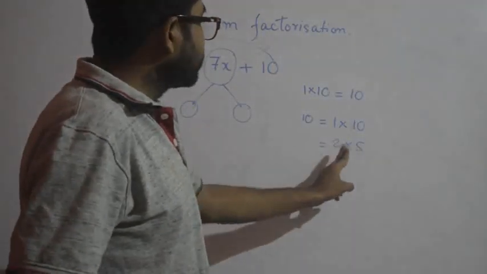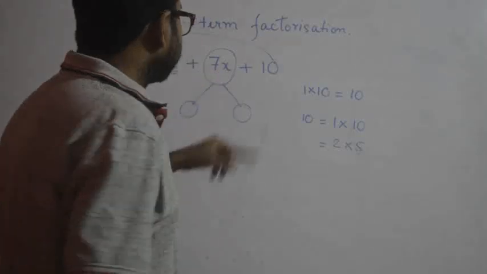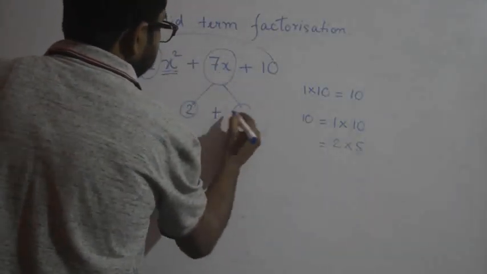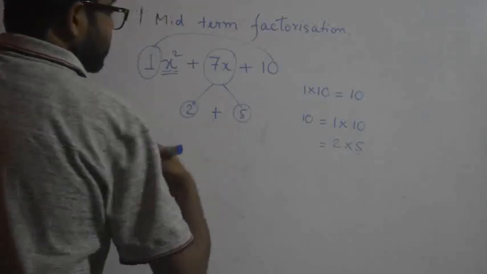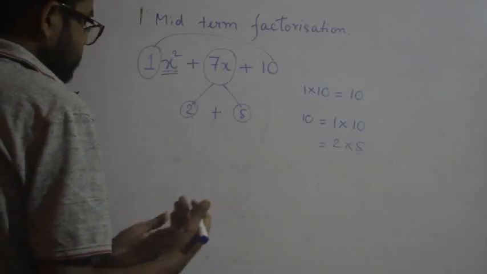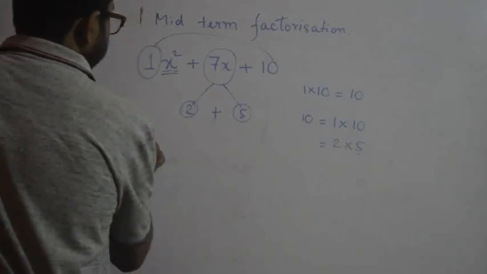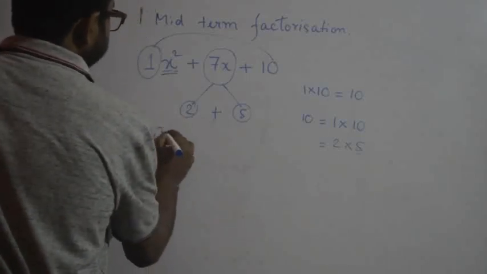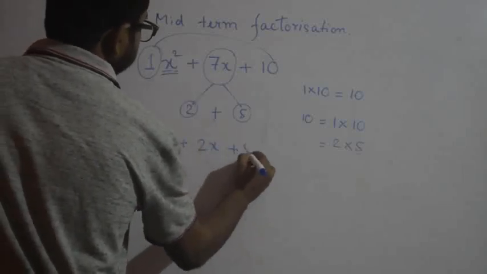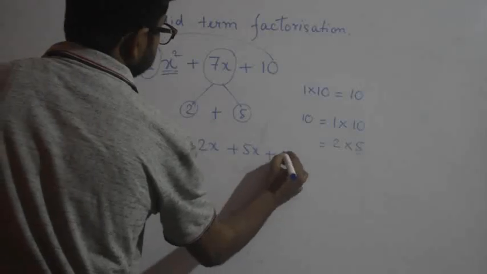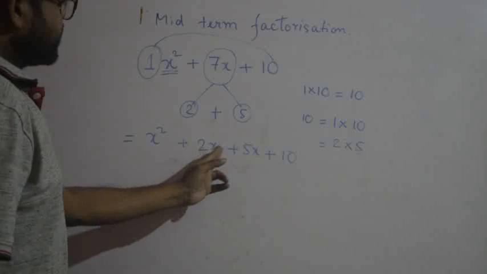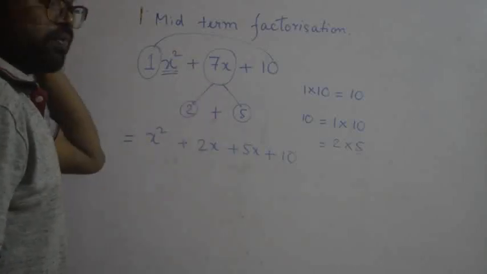So if we add 2 and 5, this will give us 7. So 7 can be broken as 2 plus 5. It can be plus, sometimes it may be minus. In the next example, we will see minus. So now what we will do, in place of 7x, we will write 2x plus 5x plus 10. Now this middle term is split into two parts, 2x and 5x.